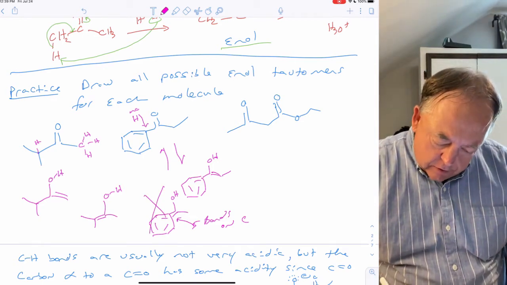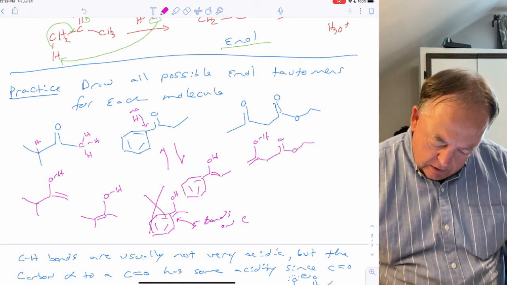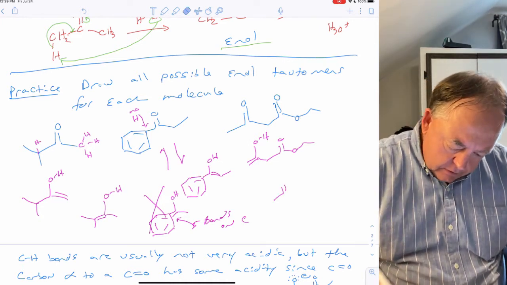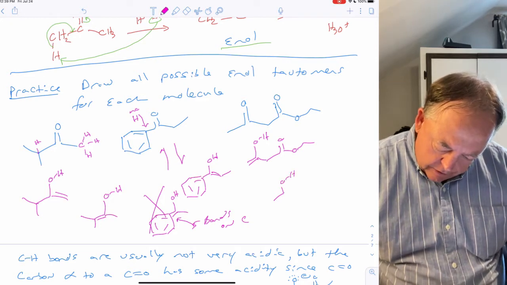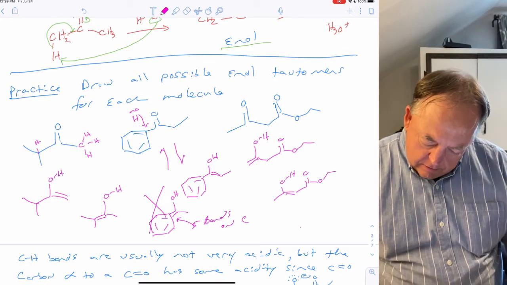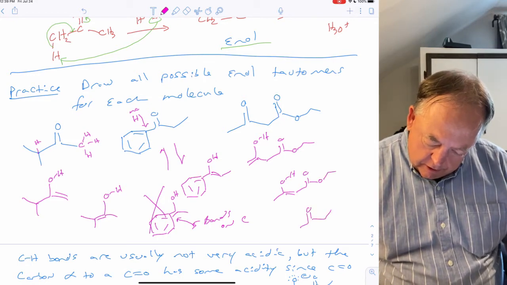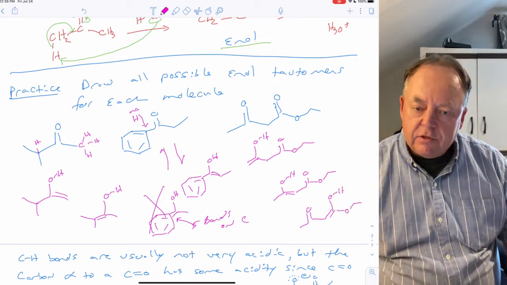And for this molecule, you could put the double bond there. Or you could put the double bond on the other side. Or you could enolize, let's see, you could conceivably do that as well.